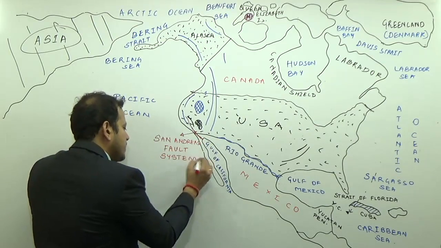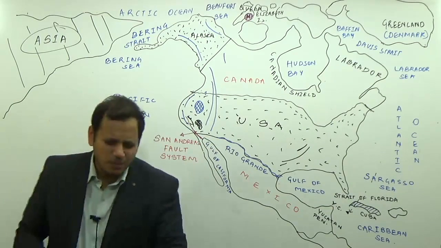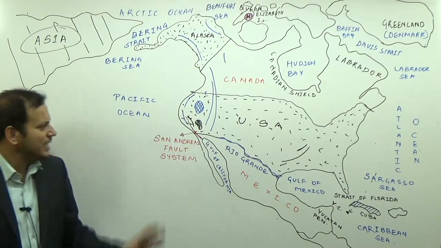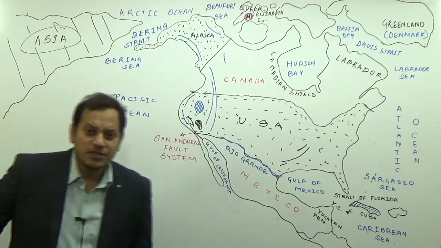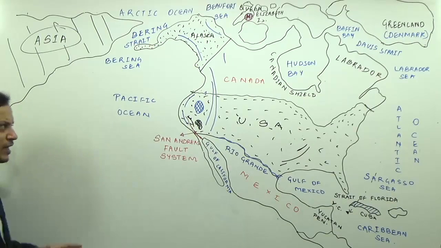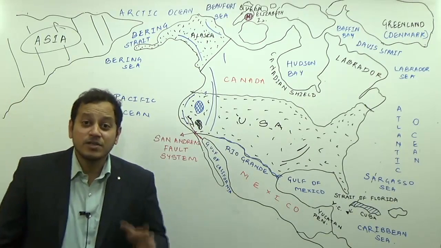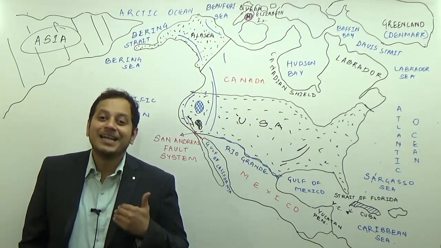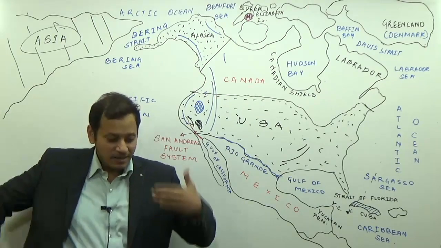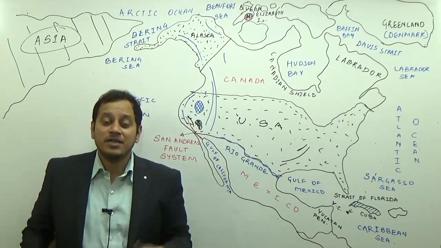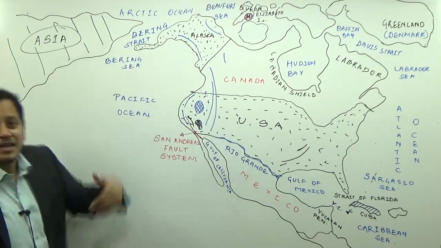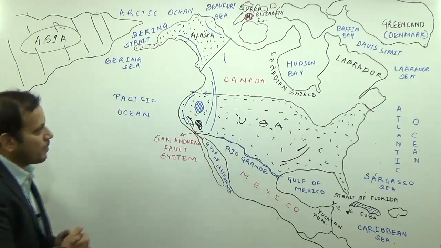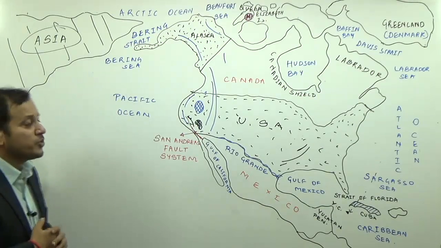San Andreas fault system. So the question here from the GS point of view is very simple. Where is the San Andreas fault system located? It is located in the California region. What kind of fault is it? A transform fault boundary. It is a conservative plate margin. It is a transform plate boundary. This is not a destructive plate margin, which would be a converging plate boundary. So these are all the major points you should remember.